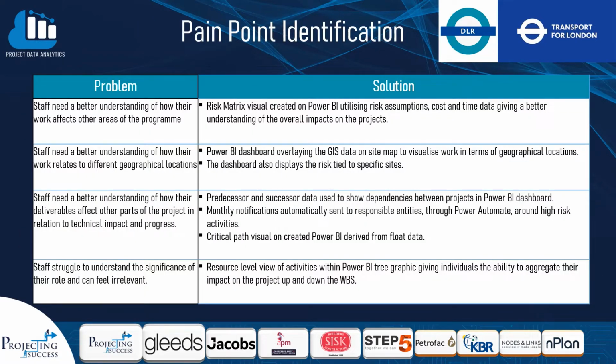So some of the pain points identified by TfL staff revolve around a lack of understanding of how their work affects different areas of the programme and project in terms of technical deliverables and how it relates to geographical locations, as well as not being able to realise their significance. Our approach to addressing these pain points has been to visualize risk data, location data, and P6 data for a clearer image, as well as utilizing Power Automate to keep employees notified on the progress.